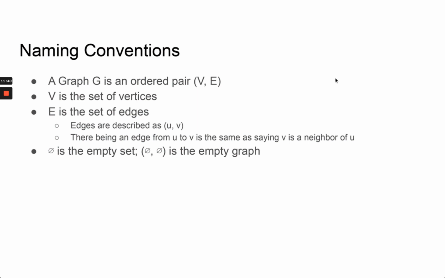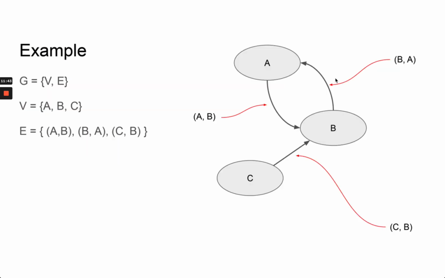So let's take a look at how we would notate an example. Here we have some graph, with our set of nodes or vertices that we call V and our set of edges that we call E. We see A, B, C as the nodes, so we just write the set A, B, C for the vertices. Then we have the edge A, B, and B, A, which means there is an edge from A to B and an edge from B to A, and there's an edge from C to B, and that appears here. But note how B to C is not present because this is a directed graph.